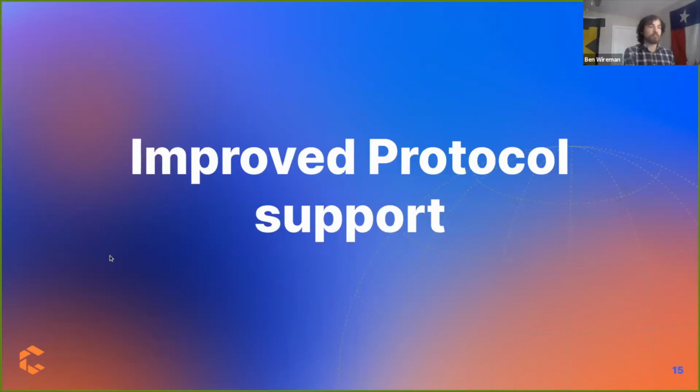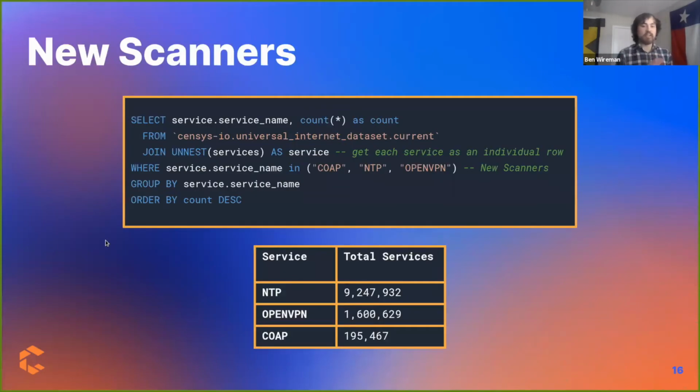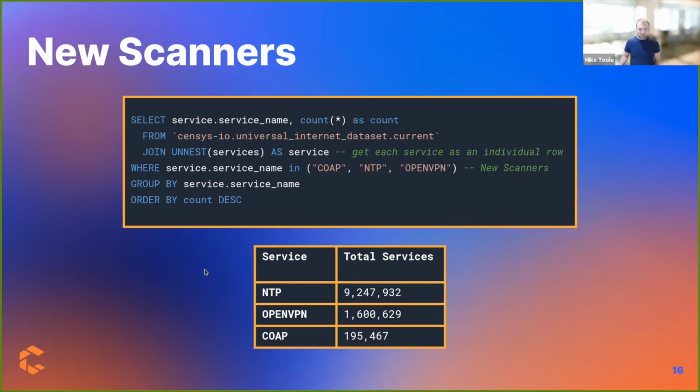So, improved protocol support. Censys is always working to add new scanners, and we've added 3 new scanners to this data set. Namely those being NTP, OpenVPN, and CoAP, with NTP and OpenVPN having more than 1 million results, NTP almost 10 million, and CoAP at almost 200,000.